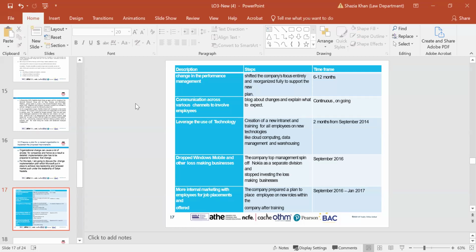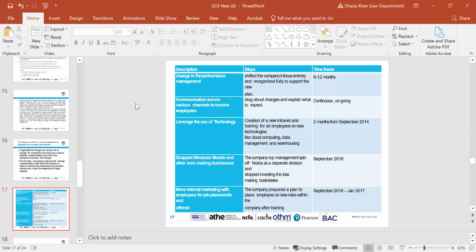The next one is leverage the use of technology, and the step to take is creation of a new intranet and training for all employees on new technology like cloud computing, data management and warehousing. The time frame is 2 months from September 2014. The description for the next one is drop Windows Mobile and other loss-making businesses. The steps are that the company's top management spin off Nokia as a separate division and stop investing in the loss-making businesses, and that would be done by September 2016.